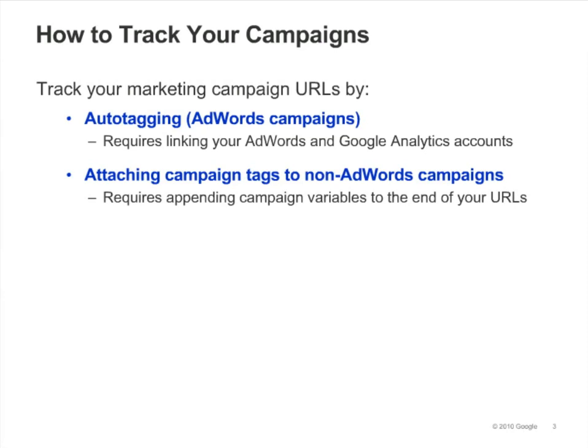The second way to track campaigns is to manually tag links. So, for example, you could tag the links in an email message with campaign identifying information. You may also choose to manually tag AdWords links if you do not wish to enable auto-tagging. The tags are campaign variables that you append to the end of your URLs.